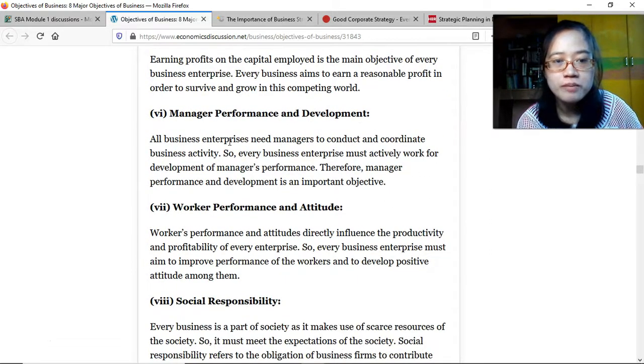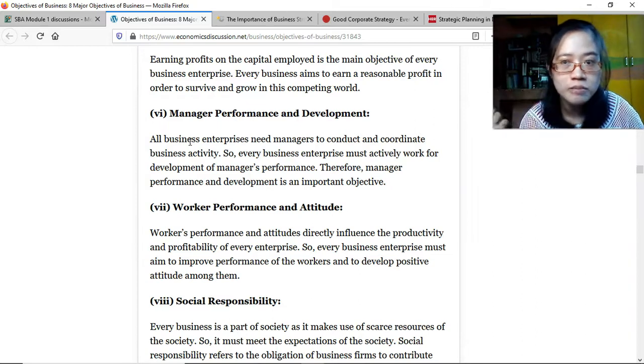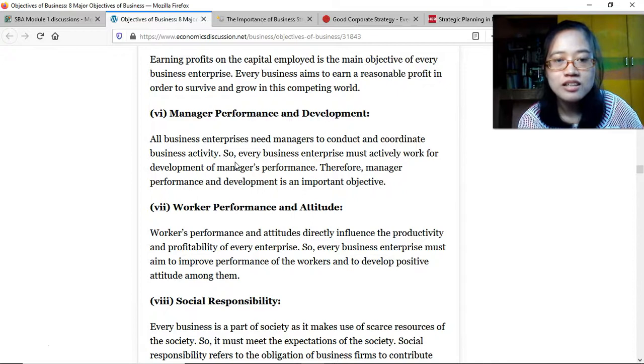Manager performance and development. I think this has something to do with career, training, and development ng mga tao. And then, of course, we call that employee satisfaction, na maayos nila nagagampanan yung trabaho nila within the business entity, and they are properly coordinated with the other departments in the business. Okay? All business enterprises need managers to conduct and coordinate business activities. So every business enterprise must actively work for development of managers' performance. So in a way, parang rin siya evaluation ng mga managers if they are doing well, and of course, if they are doing well, provide them with some sort of reward. Okay?